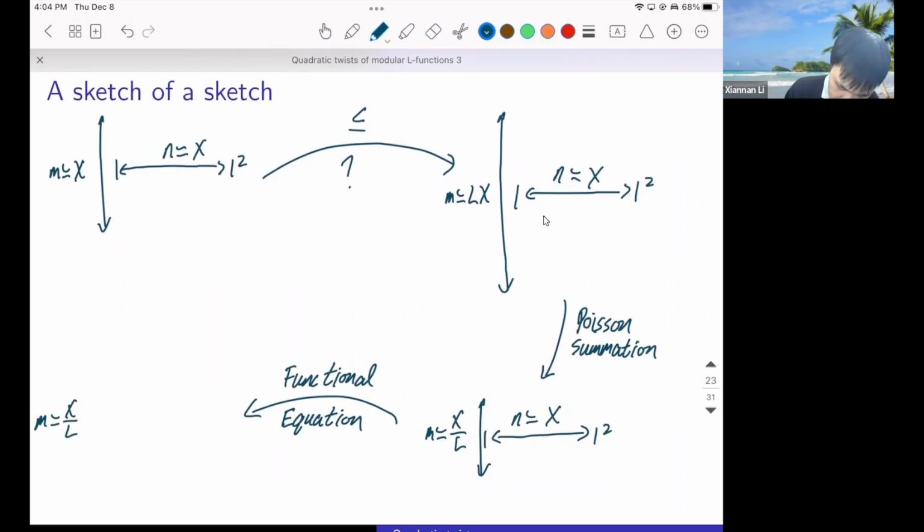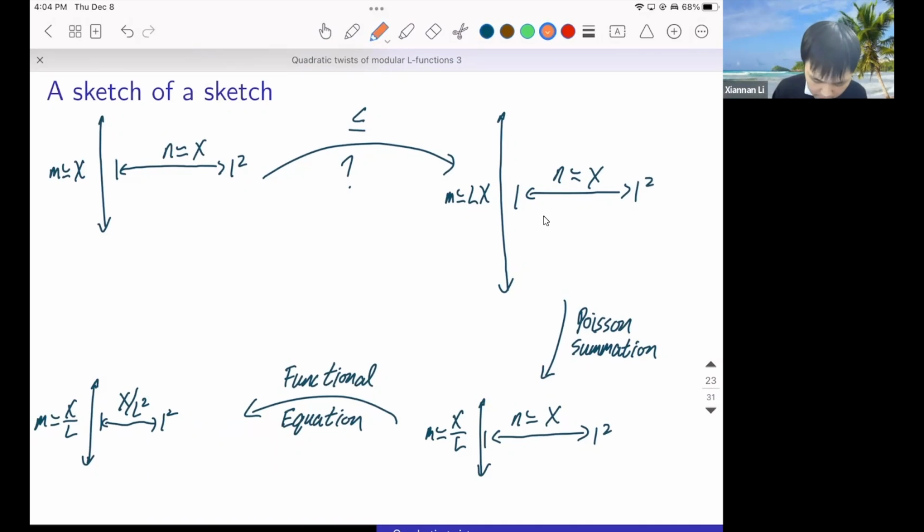The effect of this is, well, the sum over m doesn't change at all. So it's still going to be x over L. And then the sum over n is now x over L squared. Okay. So, whoops. Yes, that's right.